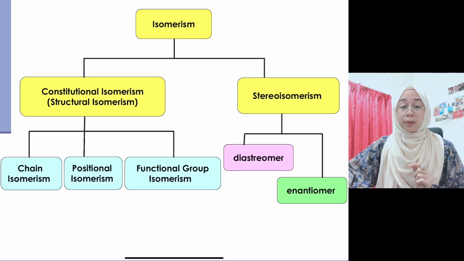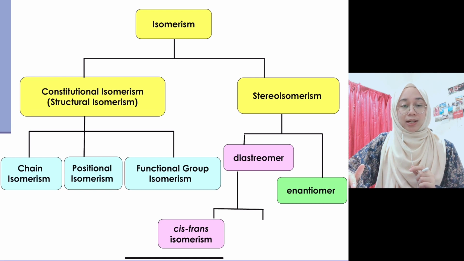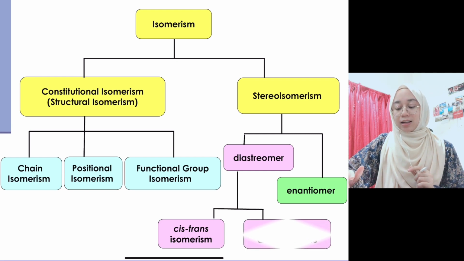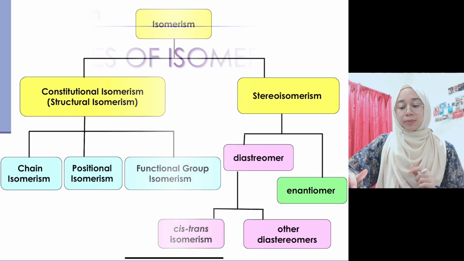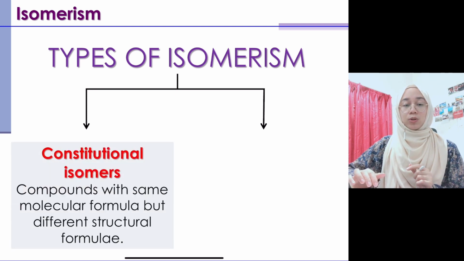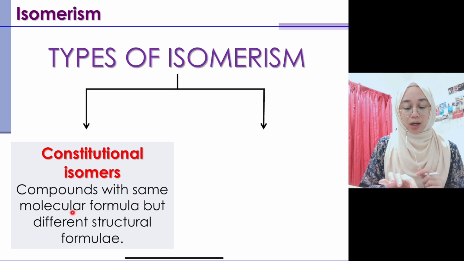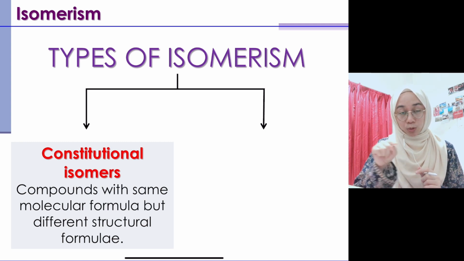And for diastereomer, there are actually many diastereomers. One of them is cis-trans isomerism, which we will touch on in topic 3 if I'm not mistaken. Other diastereomers include RS, LD, EZ, and many more. But cis-trans isomerism we will cover later on. Now let's go to the types of isomerism in terms of definition. For constitutional isomerism, the compounds have the same molecular formula but different structural formula. Structural formula means the way you arrange the atoms.